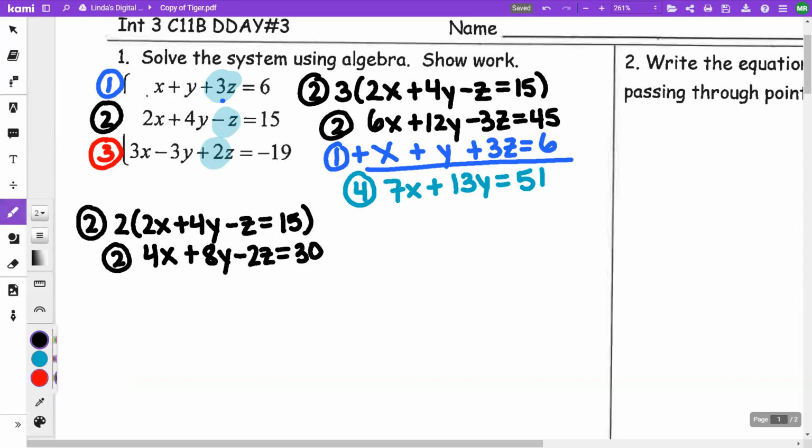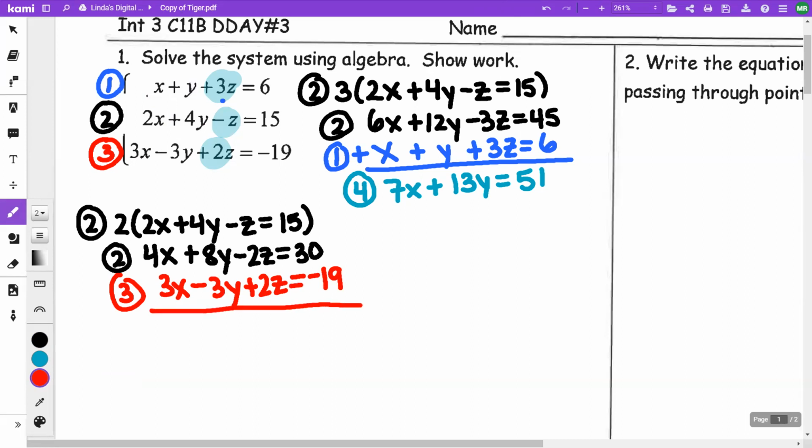So then I'm going to use equation 3, which is 3x minus 3y plus 2z is equal to negative 19. And when I add that together, I'm going to end up with 7x plus 5y is equal to 11. That's going to be, let's say, equation 5. So now I'm going to take 4 and 5.